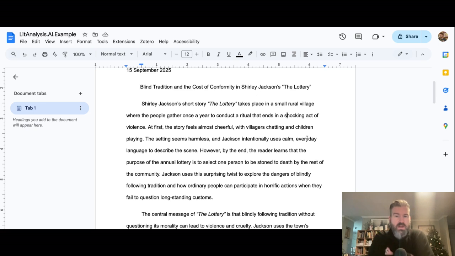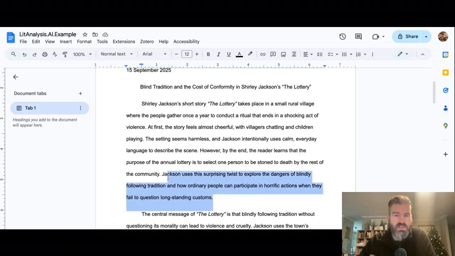once a year to conduct a ritual that ends in a shocking act of violence. At first, the story feels almost cheerful, with villagers chatting and children playing. The setting seems harmless, and Jackson intentionally uses calm, everyday language to describe the scene. However, by the end, the reader learns that the purpose for the annual lottery is to select one person to be stoned to death by the rest of the community. Jackson uses the surprising twist to explore the dangers of blindly following tradition and how ordinary people can participate in horrific actions when they fail to question long-standing customs.